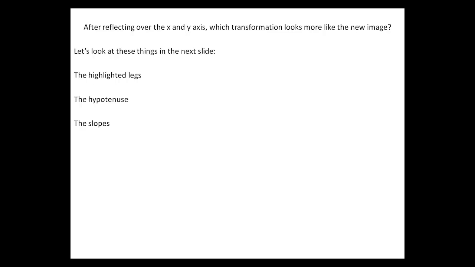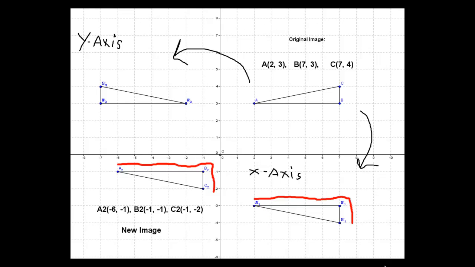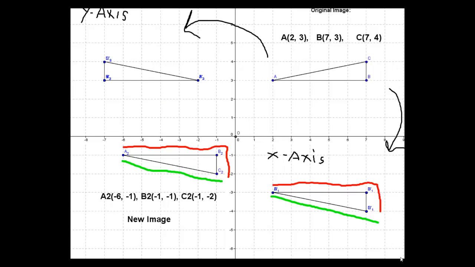After reflecting over the x and y axis, which image looks more like the new image? Look at these things in the next slide: the highlighted legs, the hypotenuse, or the slope. As you see, I've highlighted the legs of the new image in the red outline, and I highlighted the legs of the right triangle of the original image reflected over the x-axis. Did it look similar? Let's take a look at the hypotenuse, or the slopes, highlighted with the green. Do they look similar?